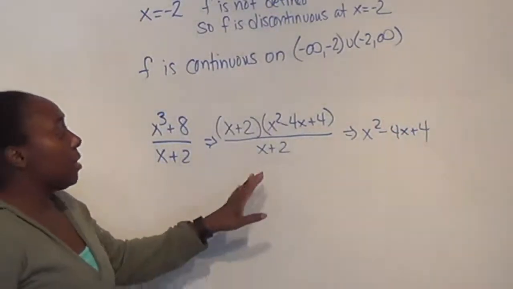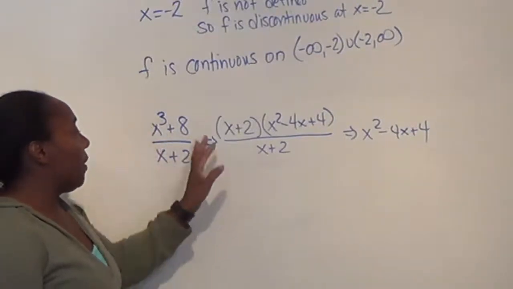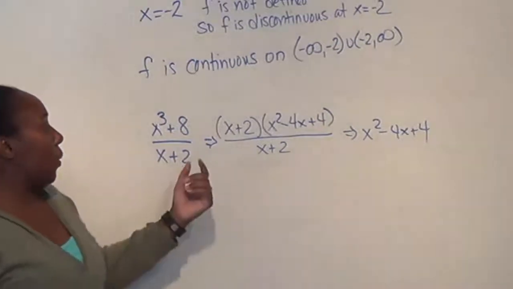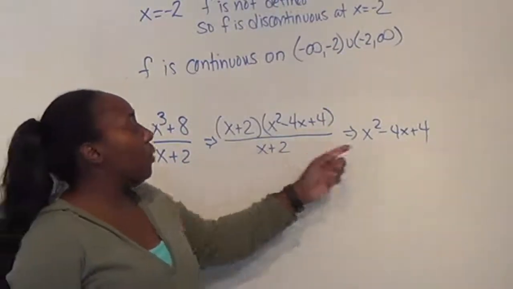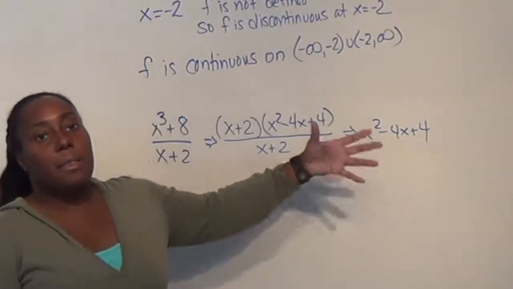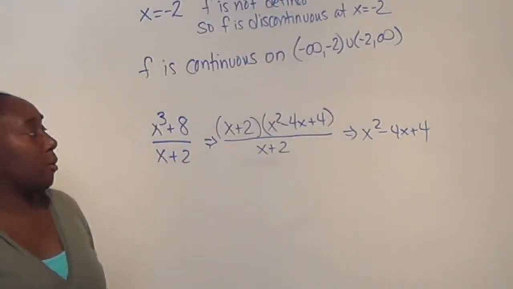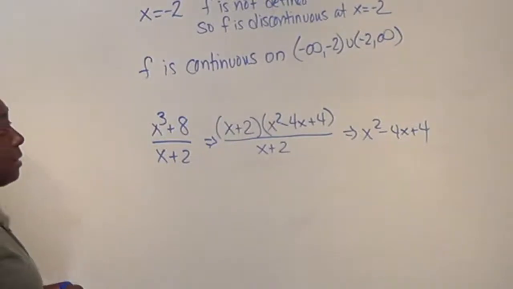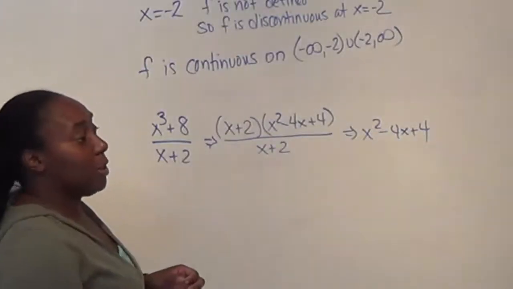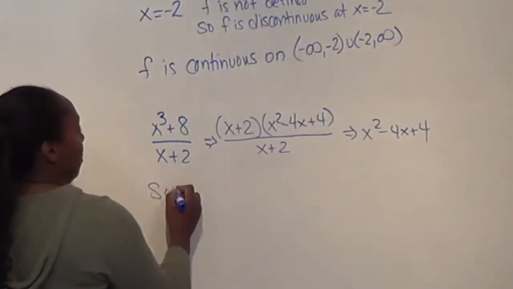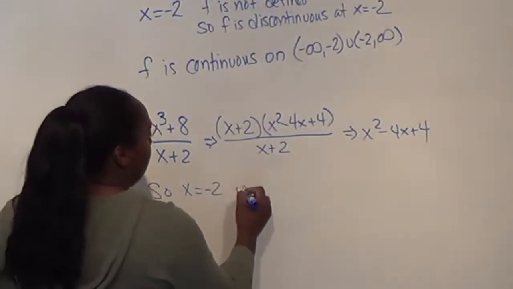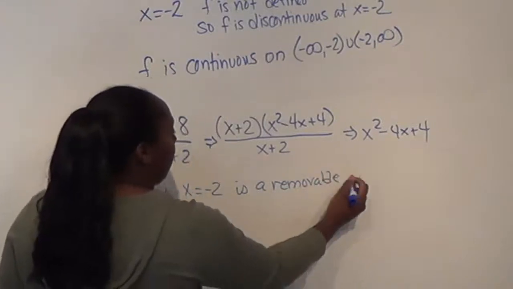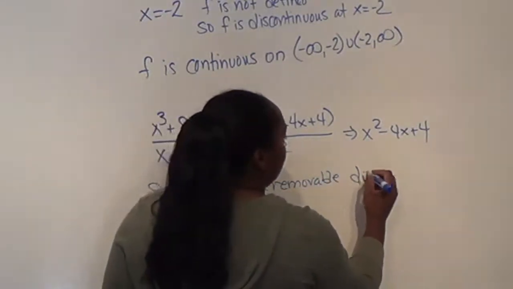Okay, so this tells us that our function that we're starting with is basically the same as this function here. So if I redefine -2 for whatever the value is here, then I know it's going to be continuous everywhere. In other words, there is a single point that's discontinuous, but we can redefine it. So x equals -2 is a removable discontinuity.